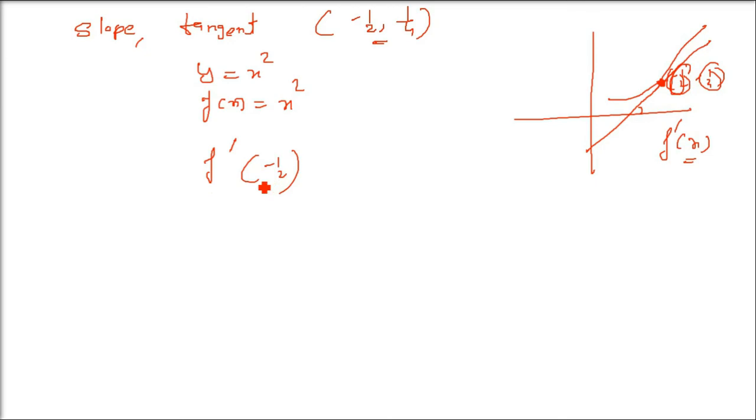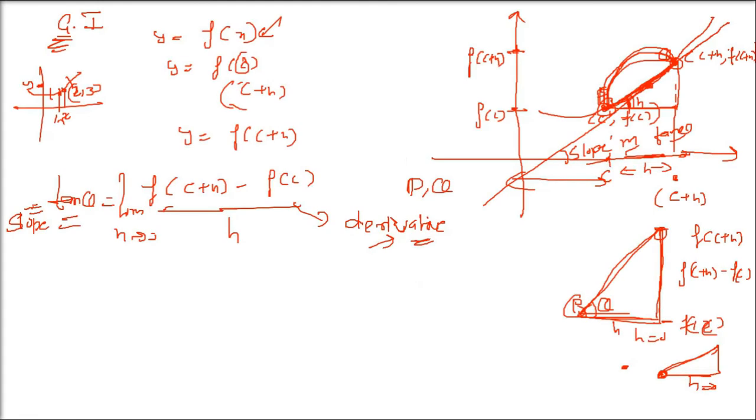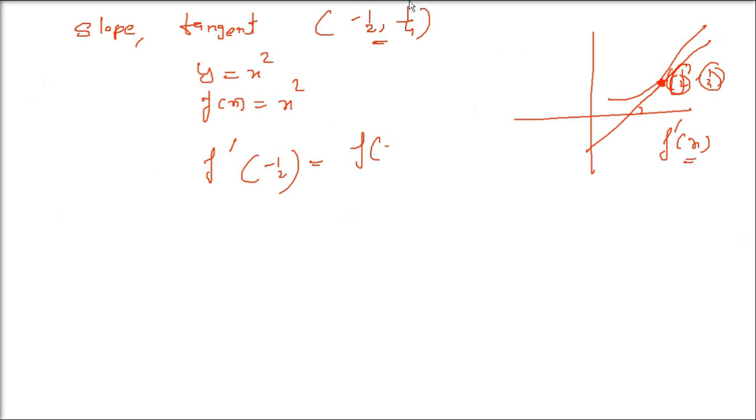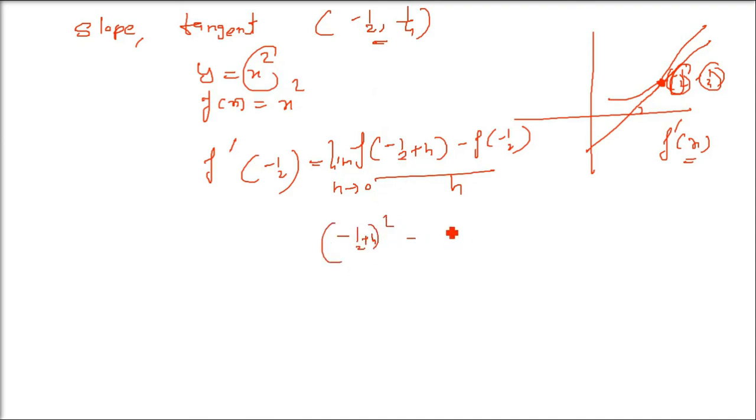So f dash of minus 1 by 2, we have a formula. We just derived it: f(c plus h) minus f(c), divided by h. Here c is the constant, which, as I said, is minus half. H will remain like this. So it is f(minus half plus h) minus f(minus half), by h, with limit h tends to 0. Now wherever you have minus half plus h, put it in x squared. So minus half plus h whole squared, minus, again, minus half put in the function, minus half whole squared.